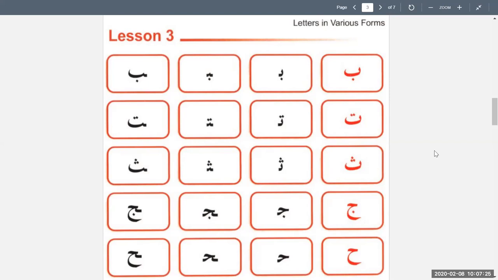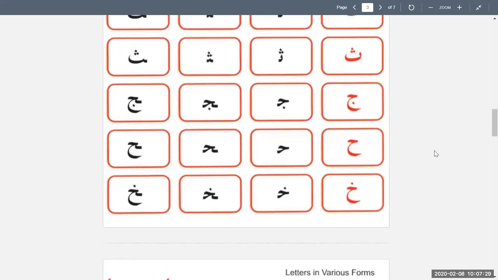Okay, the next three letters also look exactly alike. The next three letters that you have are jim, ha, and kha. They're exactly alike except for the number and placement of dots. So the letter jim has one point in the middle of the letter, in its isolated form. The letter ha is a heavy letter. You hear a lot of air coming out when you hear the sound ha. There is no point on it. And the letter kha has one point above the letter. So you have jim, ha, and kha.